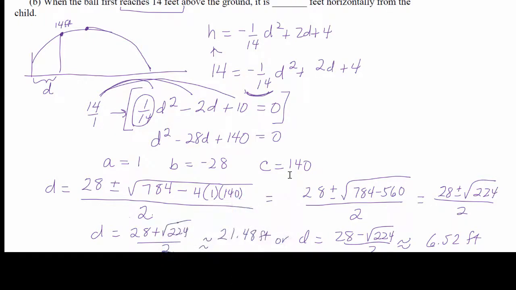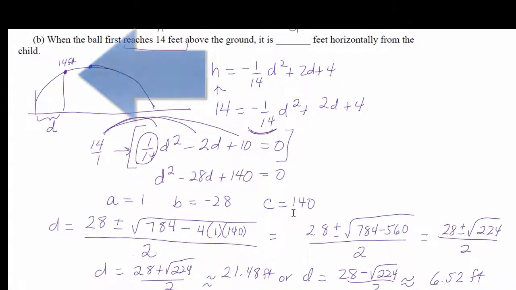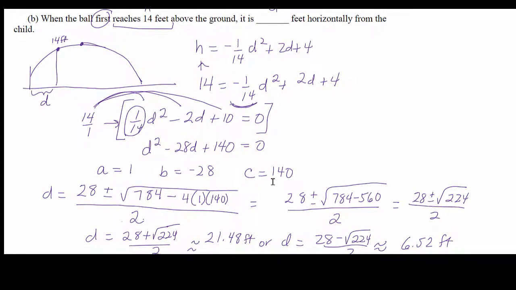And notice, remember how it told us that it wanted to know when the ball first reaches 14 feet? So of these two, that would be this distance. So when the ball is 6.52 feet horizontally from the child, so this d is 6.52 feet, then this height is 14 feet.